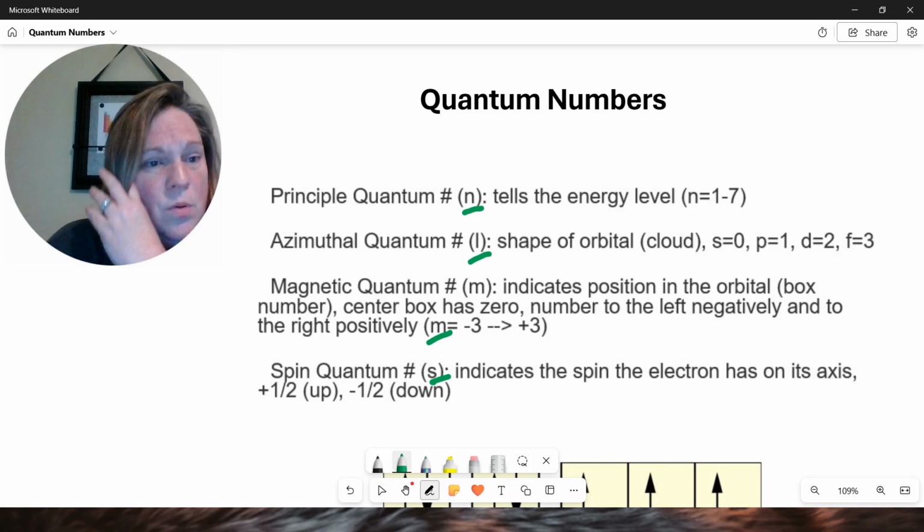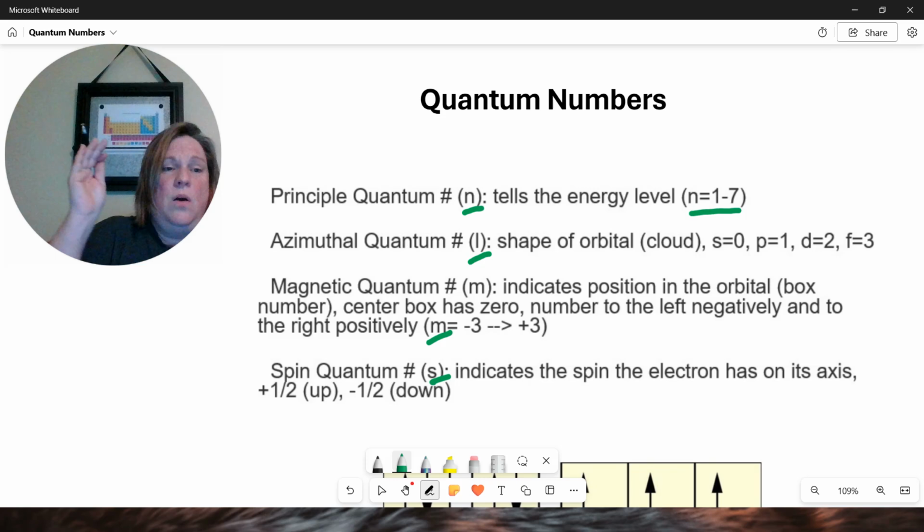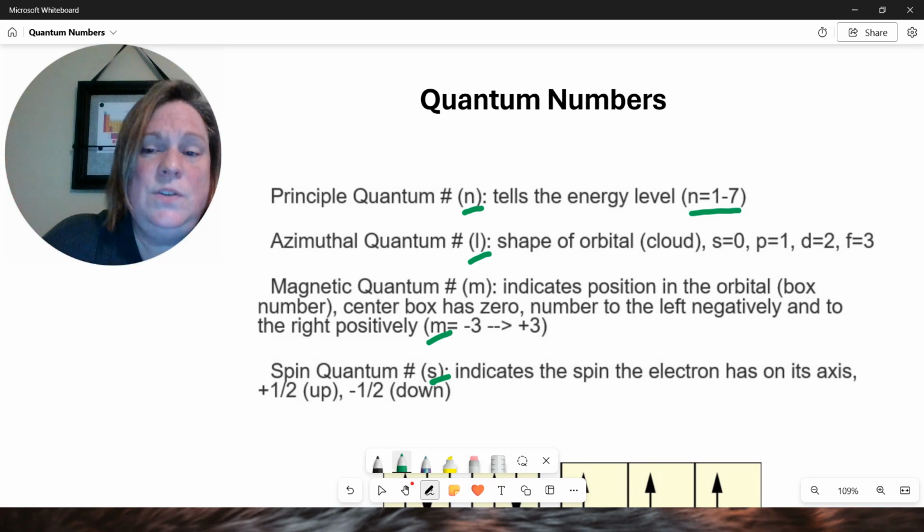The principal quantum number, represented by the letter N, tells us the energy level. Right now in the periodic table, we have 7 rows, which correspond to 7 energy levels. It's basically how far away from the nucleus an electron is found. So 1 through 7 represents the quantum number N.